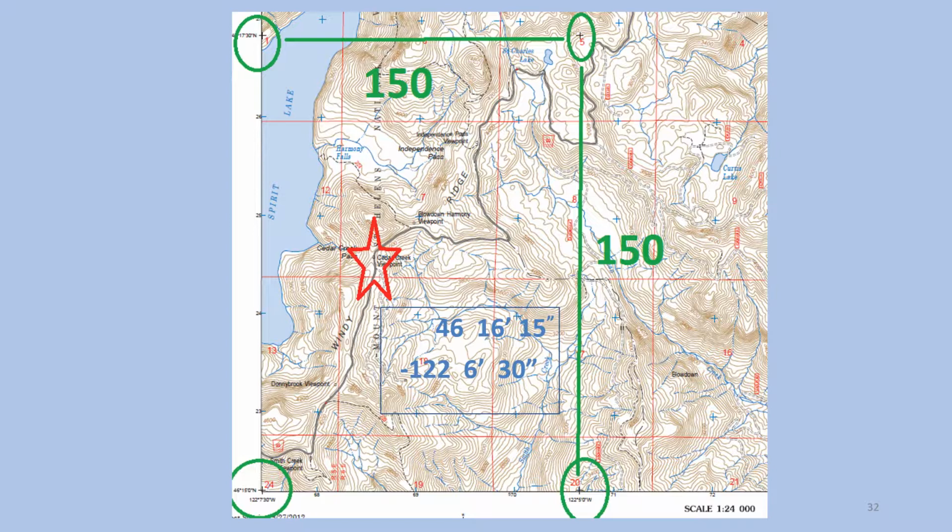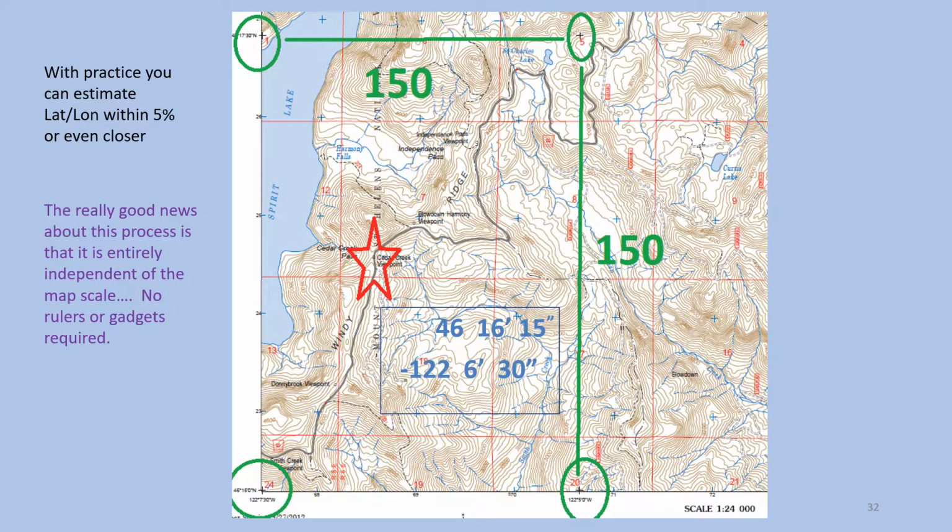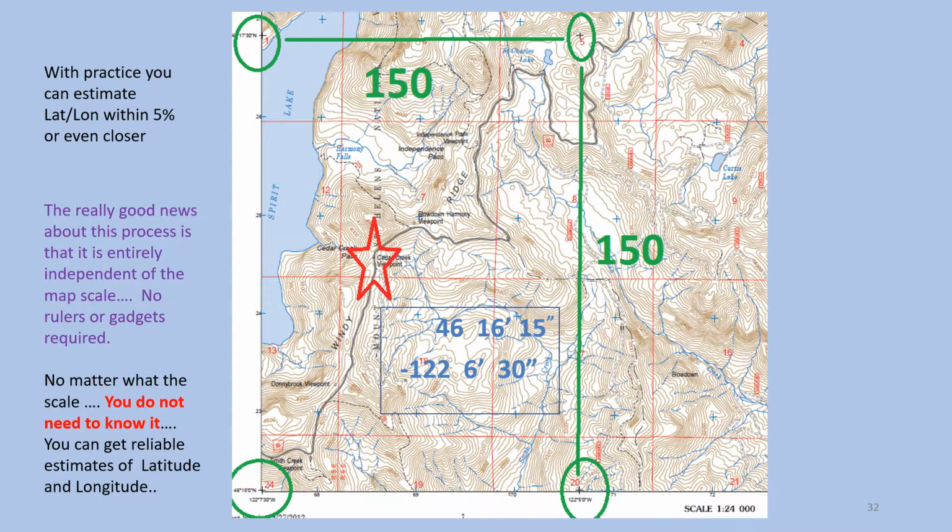With practice, you can estimate latitude and longitude within 5% or even closer. The really good news about this process is that it is entirely independent of the map scale. No rulers or gadgets required. No matter what the scale, and you don't need to know it, you can get reliable estimates of latitude and longitude.